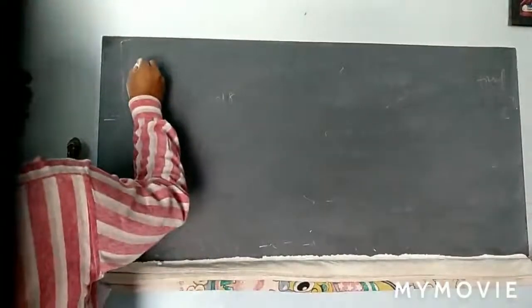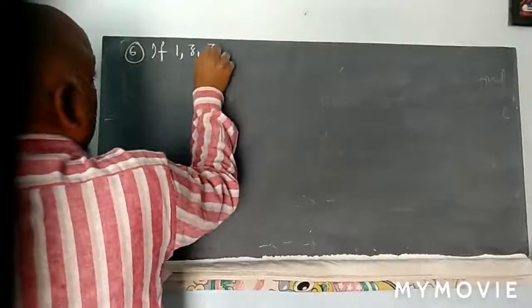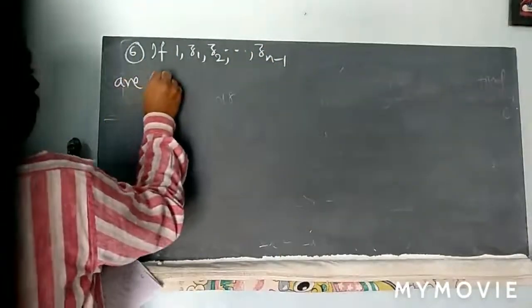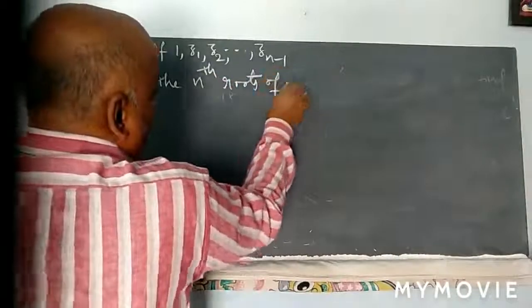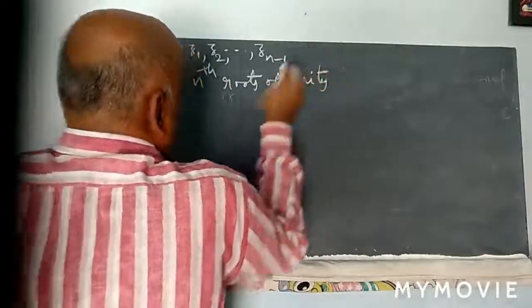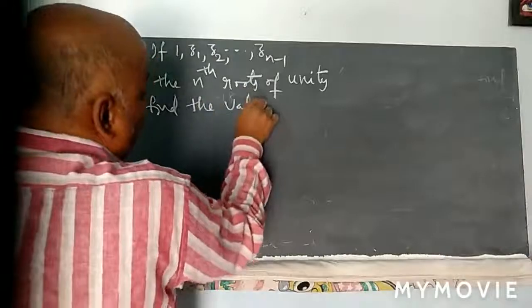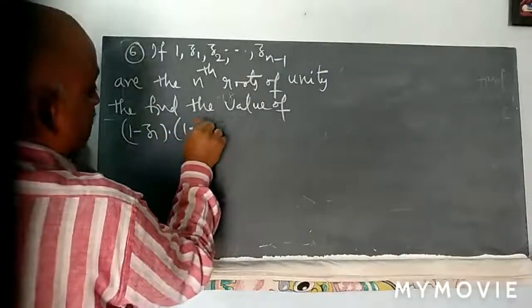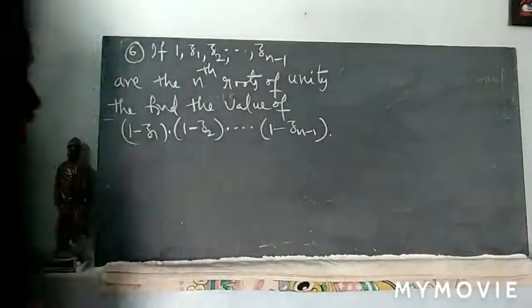Next problem. Sixth problem. If 1, z1, z2, up to z(n minus 1) are the nth roots of unity, then find the value of (1 minus z1) into (1 minus z2) into, and so on, into (1 minus z(n minus 1)).